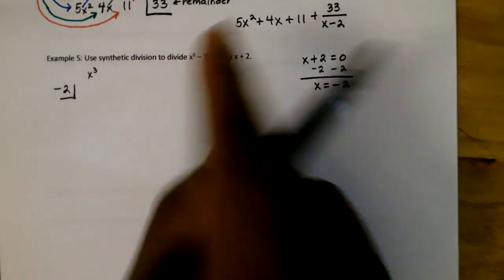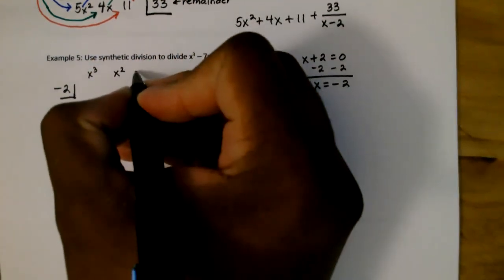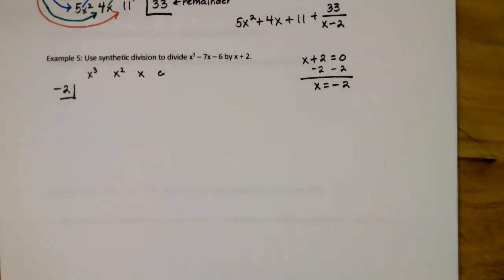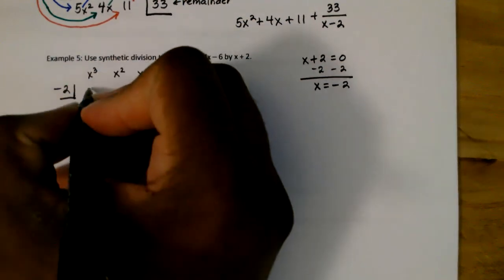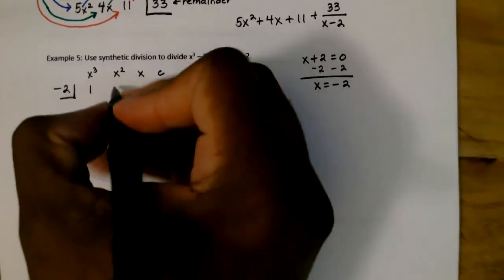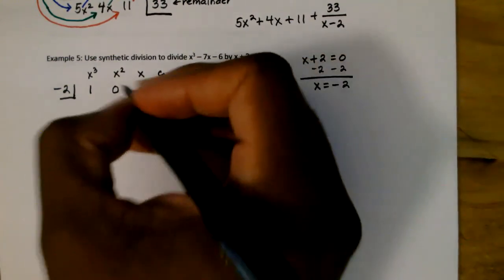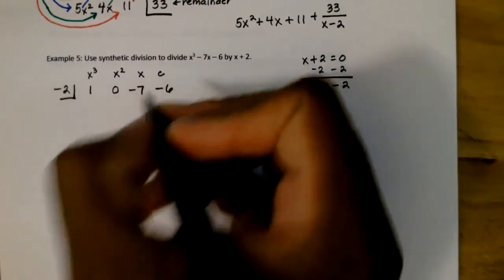the highest exponent, of course, is x cubed. And then we go to x squared, and then x, and the constant term. So I'm going to need a 0 coefficient for the x squared term. Because here, x cubed, its coefficient is the understood 1. There is no x squared term, so I need a 0 here. The coefficient of x is negative 7, and the constant term, negative 6.